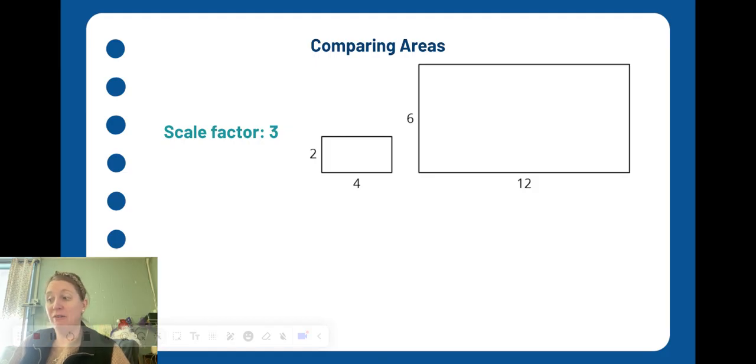So now we got to figure out what the area is. This area, 2 by 4, is 8, because 2 times 4 is 8. And then this area, 6 times 12, is 72. Now, if you notice, the scale factor is 3. 2 times 3 is 6, 4 times 3 is 12. But 8 times 3 is 24, not 72.